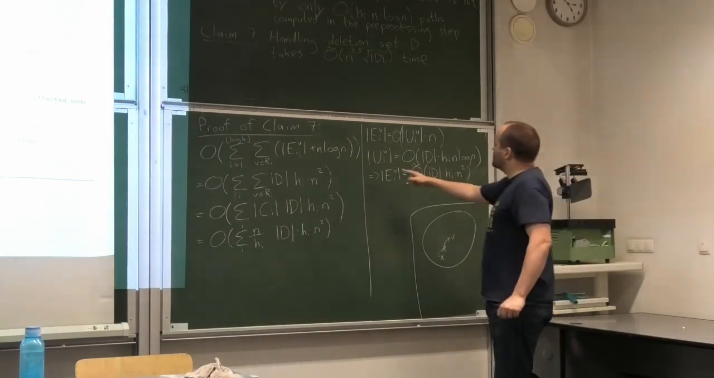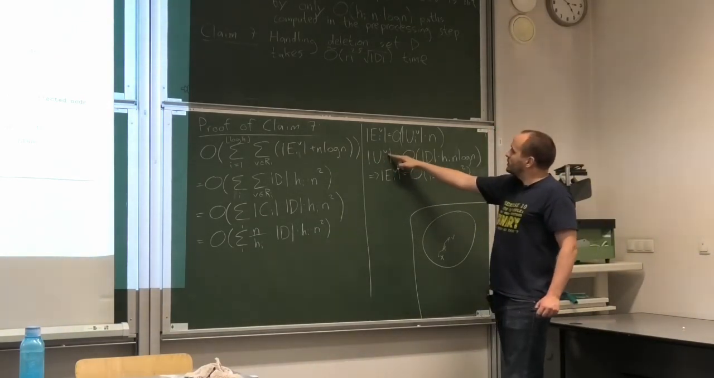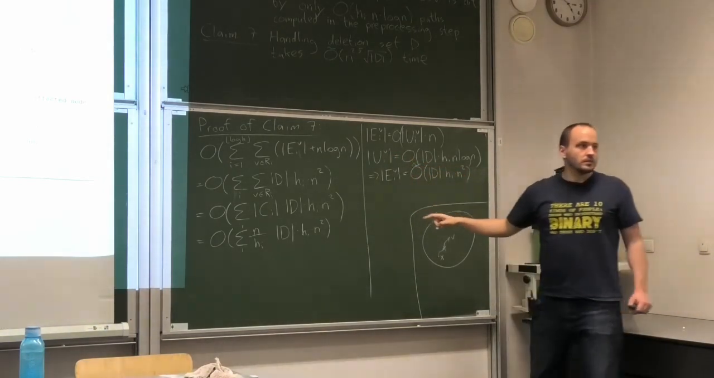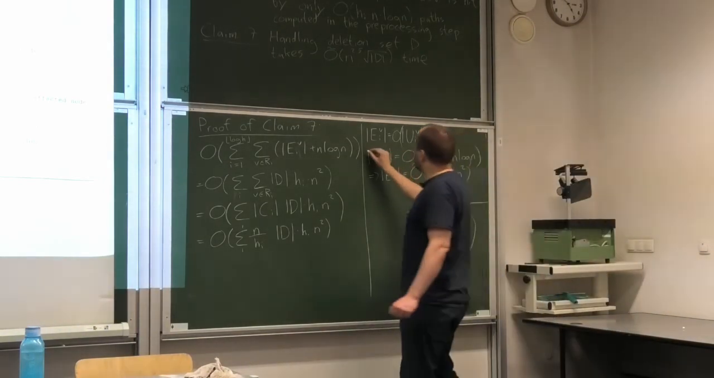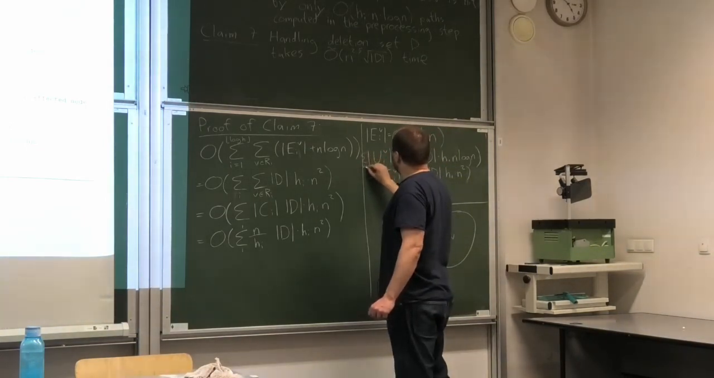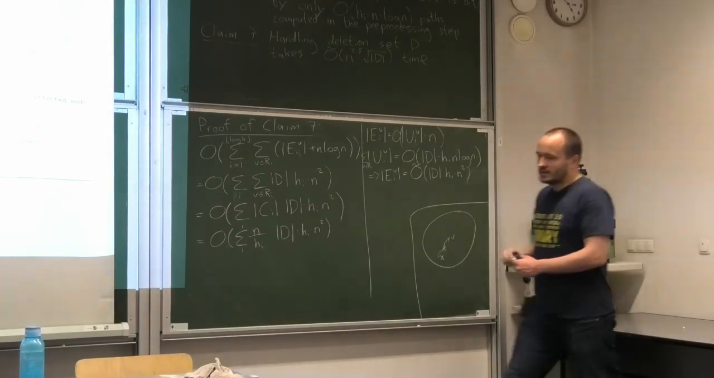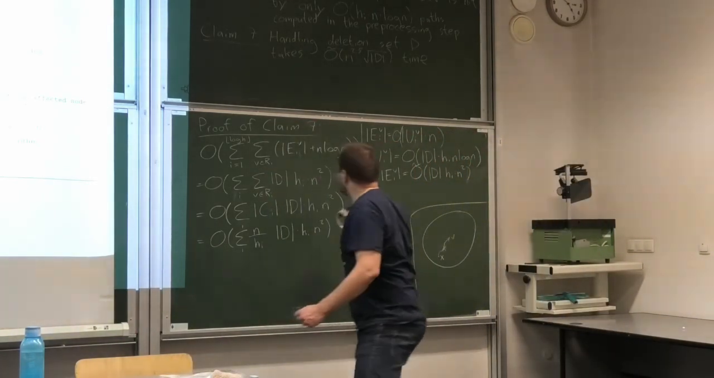Sorry, this is actually the sum over all vertices V, right? Yes. That must be it. So this is actually the sum over all V in Ri. That's what I wanted to bound. And now we need to start over here. Sorry about that.